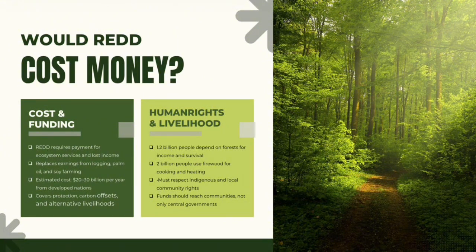Around 1.2 billion people depend on forests for their daily income to survive, and about 2 billion people use wood from forests as fuel for cooking and heating. So any plan must respect the rights of native groups and local communities who live there. Also, the support and funds should reach these communities directly and not just stay with national governments.